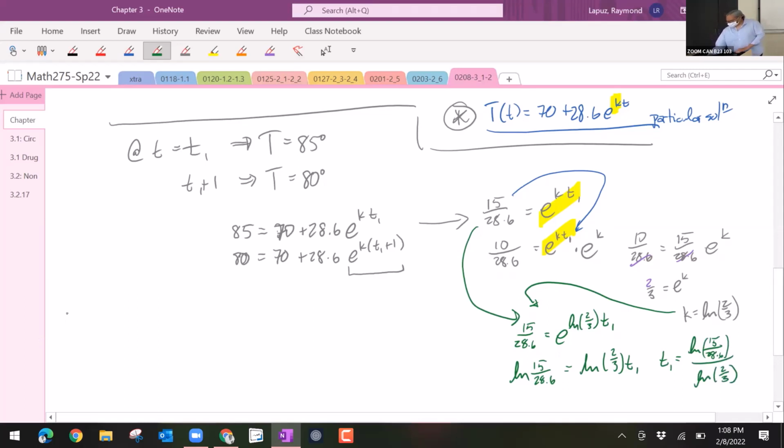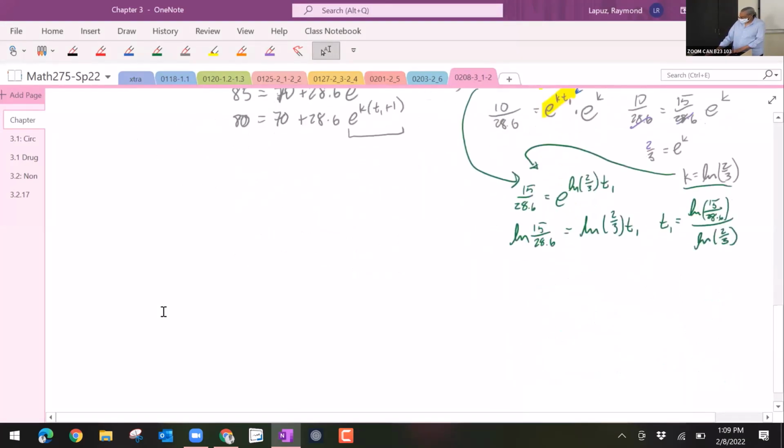Hope that's positive. I know that ln of 2/3 is negative because 2/3 is less than 1, and that makes sense because we expected our k to be negative. 15 over 28.6 is also less than 1, so that's good. So this is negative, and this is negative. Given that those two things are negative, negative divided by negative is positive, so I get t1 as a positive number. If anybody wants to punch that in the calculator and share the answer, that would be great.